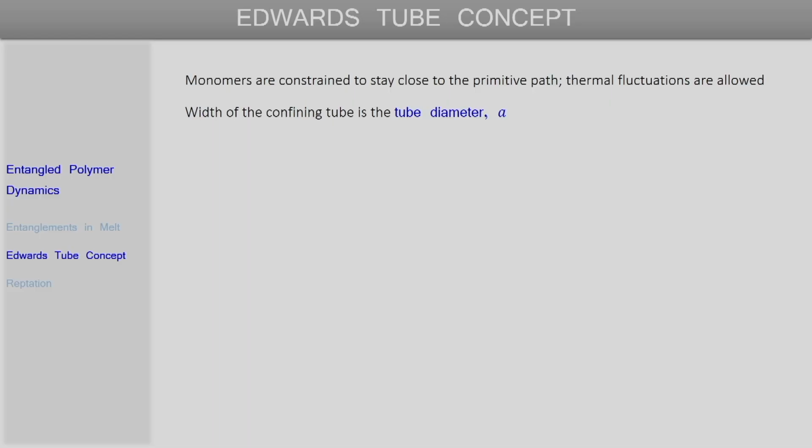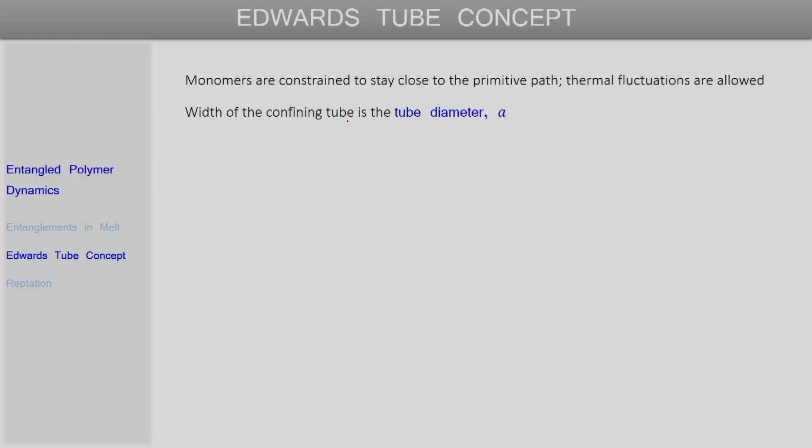So, thermal fluctuations are allowed, although the potential tries to constrain the monomers close to the primitive path. But since they will be thermally fluctuating, they will adopt conformations that will be centered around the primitive path, but will not necessarily coincide with it. If we consider the confining tube, we can quantify its width by a quantity known as the tube diameter, typically represented by A.